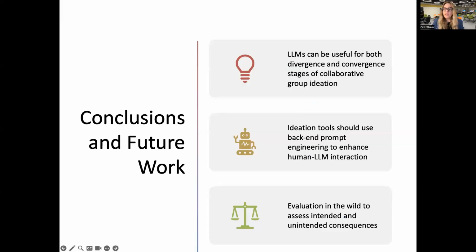So in conclusion, we found evidence that large language models can be useful for supporting both the divergence and convergence stages of collaborative group ideation. We are currently in the process of developing a suite of tools for collaborative ideation and plan to evaluate them in the wild by deploying them in educational settings with novice designers to assess both intended and unintended consequences.